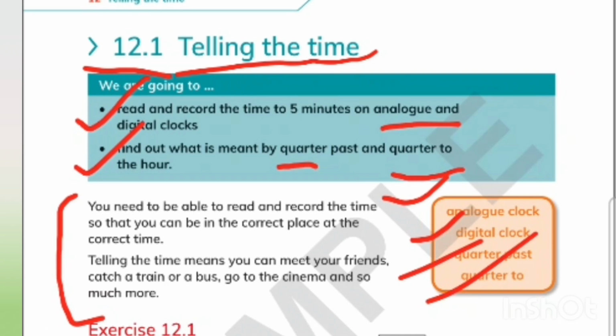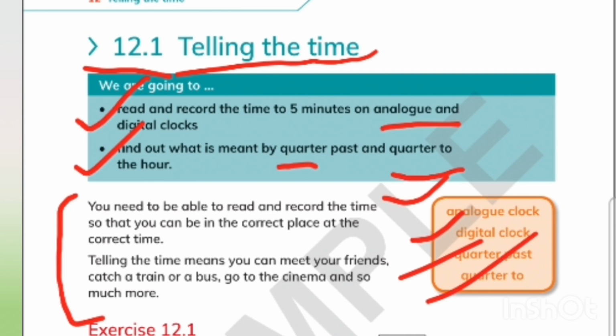You need to be able to read and record the time. After completing this unit, you will be able to read and record the time, so that you can be in the correct place at the correct time. For example, if you want to go to school at 8 o'clock, after completing this unit, you can know when 8 o'clock will be, so that you can reach. You will see the clock, and then you can start preparing to go to school, and in this way you can reach school on time.